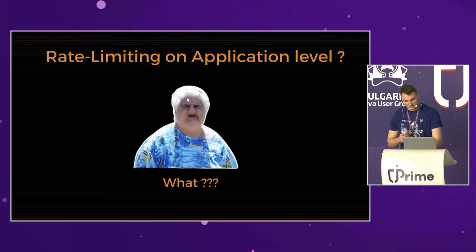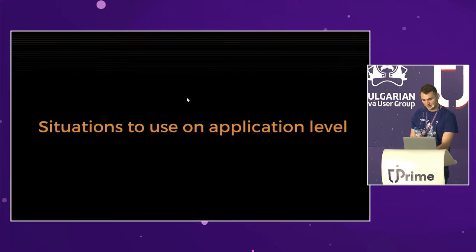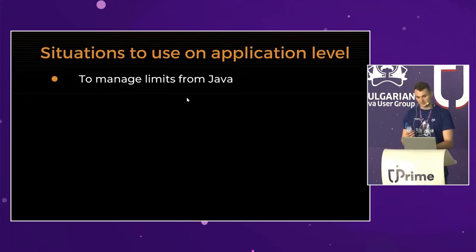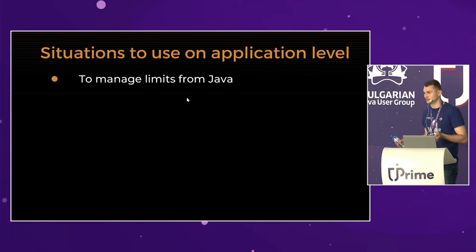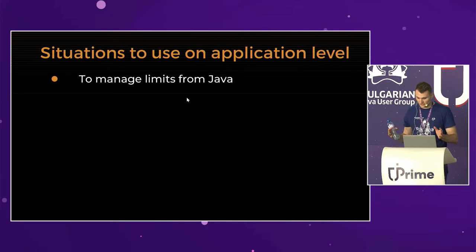And I've highlighted a few cases when and where you should use rate limiting on the application level. So the first one, if you want to manage your limits from Java. For example, we have an application which provides an API to the world, say a PDF generator. I think nobody here used a PDF generator, but for example. And we want, at the stage when we create some limit, to create this limit from the Java application.